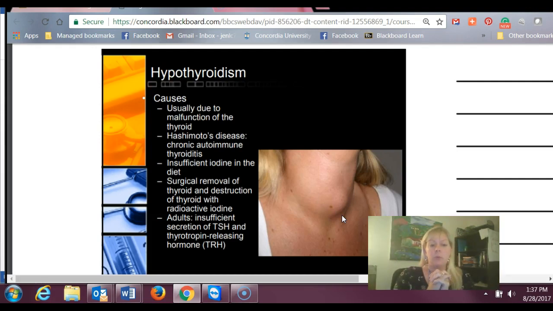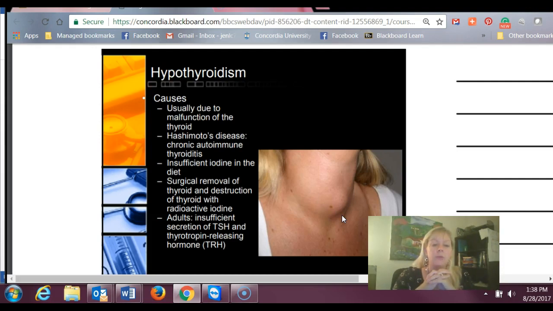If you have a surgical removal of the thyroid and destruction of the thyroid with radioactive iodine, then you become hypothyroid. So you need to take replacement for that. So if you had thyroid cancer and you have to remove your thyroid, or if you have hyperthyroidism, Graves' disease, one of the treatments is to destroy the tissue with radioactive iodine. So what is that doing? It's destroying the thyroid tissue, so then you become hypo because it's not going to work, and so you have to take medication to replace it.